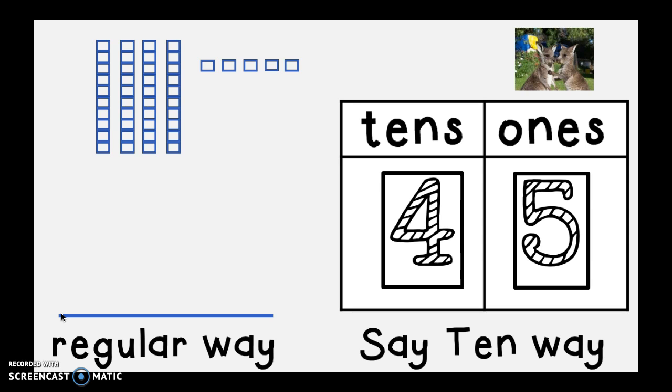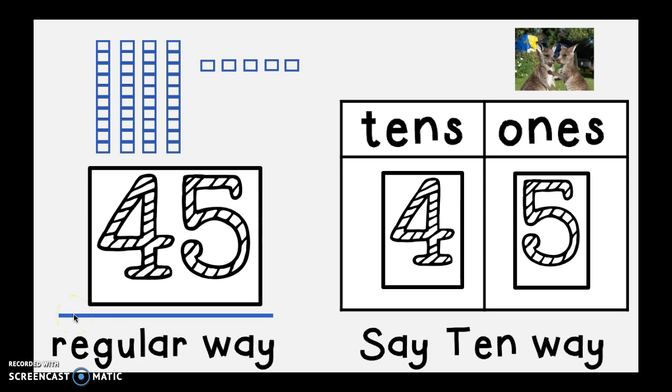Now, what would that be the regular way? Yeah, you're right. It would be 45. If I wasn't sure, I could count each group of 10s by 10s and then count up on the ones, just like this. 10, 20, 30, 40, 41, 42, 43, 44, 45. Very nice. Okay, I want you to find a new spot in your math journal. We're going to do the exact same thing again, but this time with a different picture.